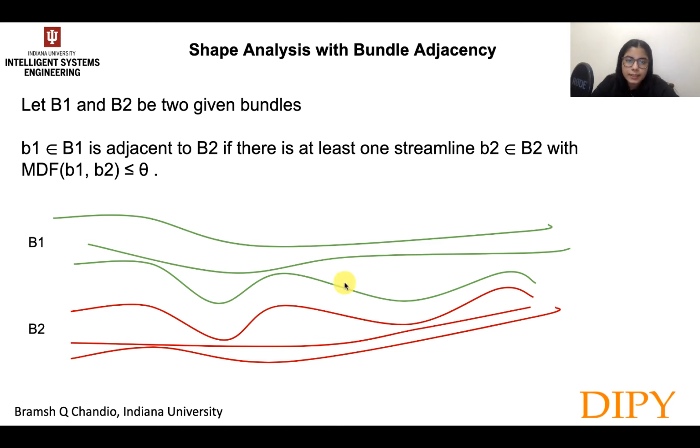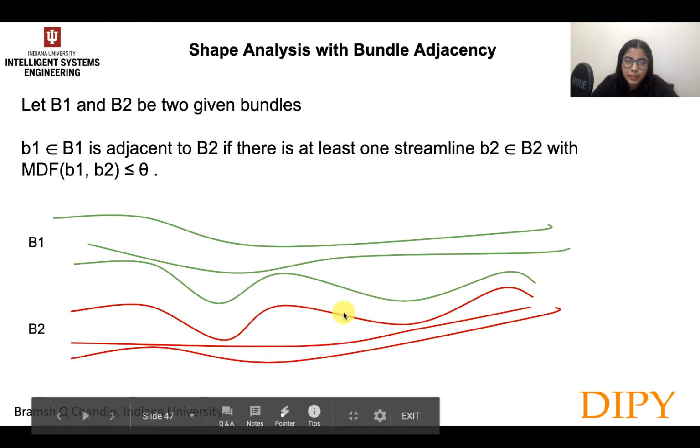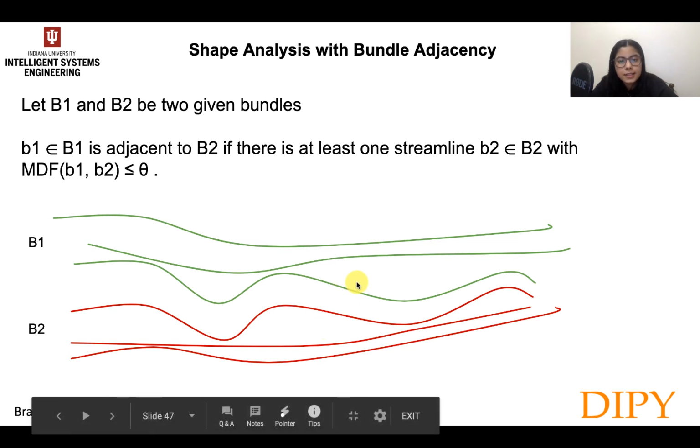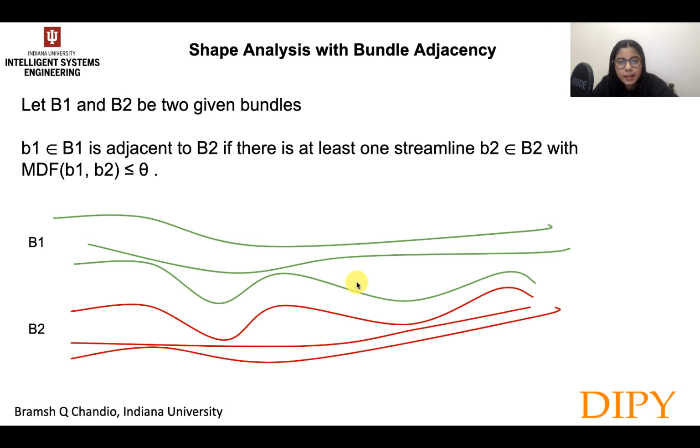So for example, let's see this streamline. If we take the MDF distance between this streamline and this streamline, and it's less than a certain threshold, then we will say that they are adjacent to each other. So this really depends on the threshold. If the threshold is very low, we would say they are not adjacent. And if the threshold is a higher value, it's more lenient, even this streamline could pass for being adjacent to this streamline.